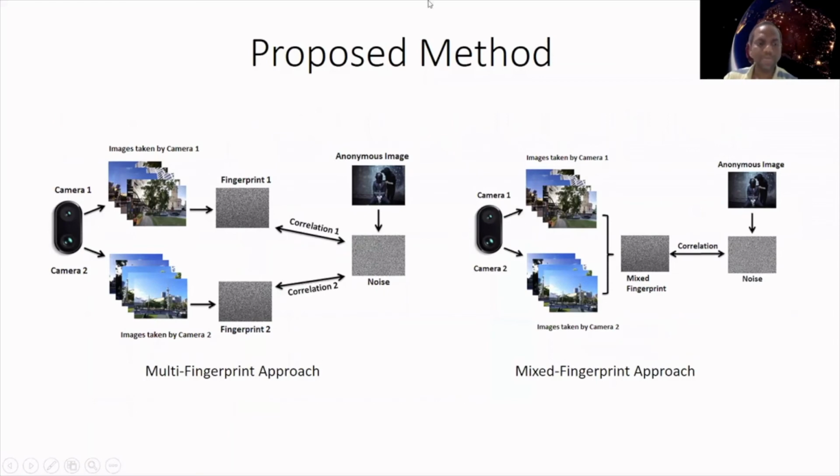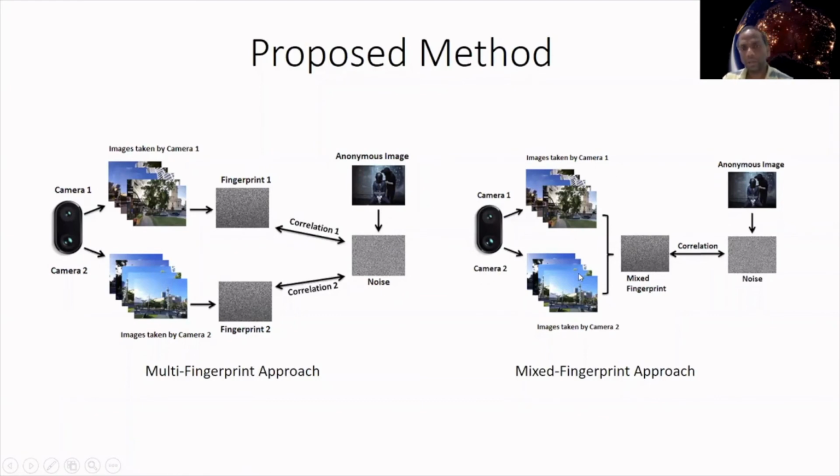The first one is known as the multi-fingerprint approach, where we compute a fingerprint from each of the cameras in the multi-camera smartphone. These are two different sensors when we're talking about two different cameras in the multi-camera setup. So we have two different fingerprints, and we store them in the database. And when there is an anonymous image, we get the noise and match this noise with each of these fingerprints to find out if the noise matches at least one of them, and if so, we conclude that this anonymous image has been taken by this camera.